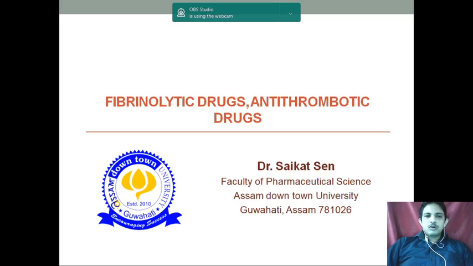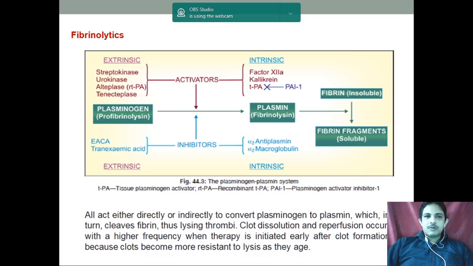Good morning. General discussion and the introduction of the fibrinolytic drugs and the antithrombotic drugs we have already covered. Now we'll see about this type of drug, the fibrinolytics.